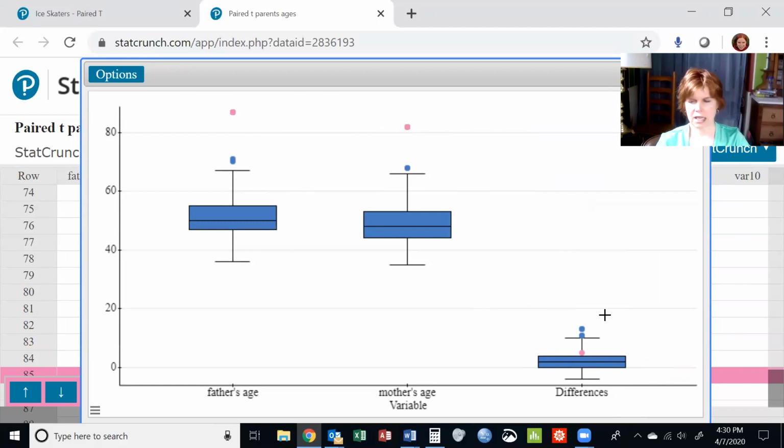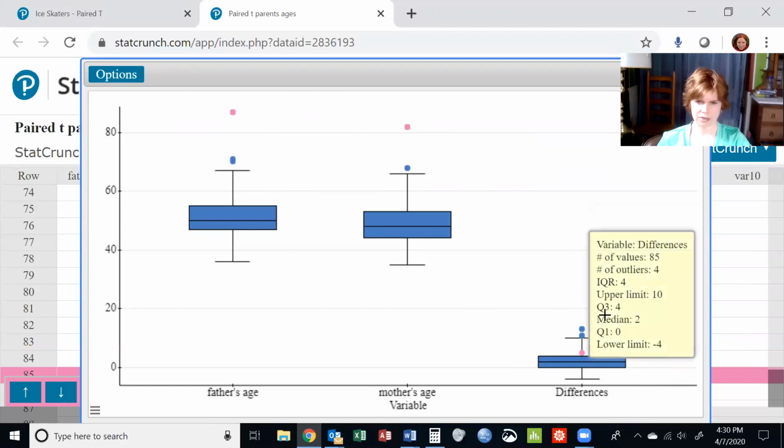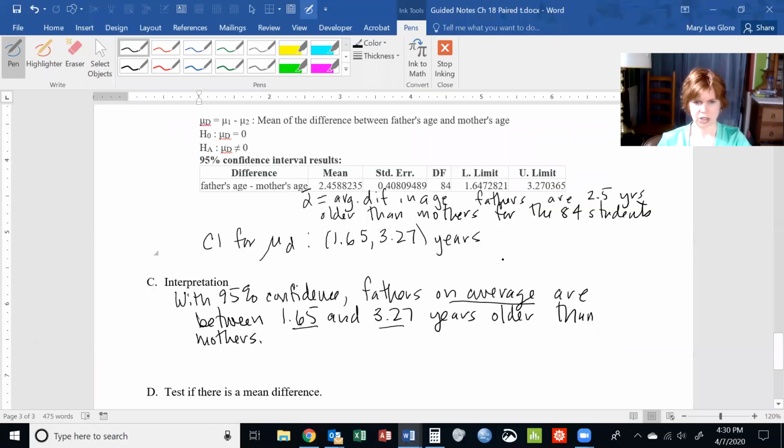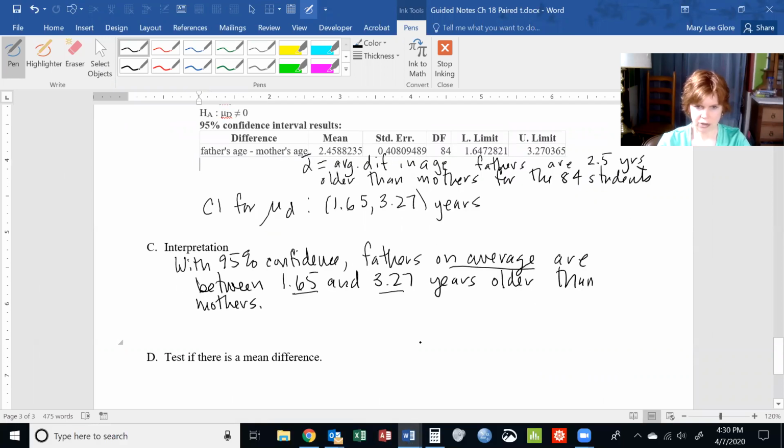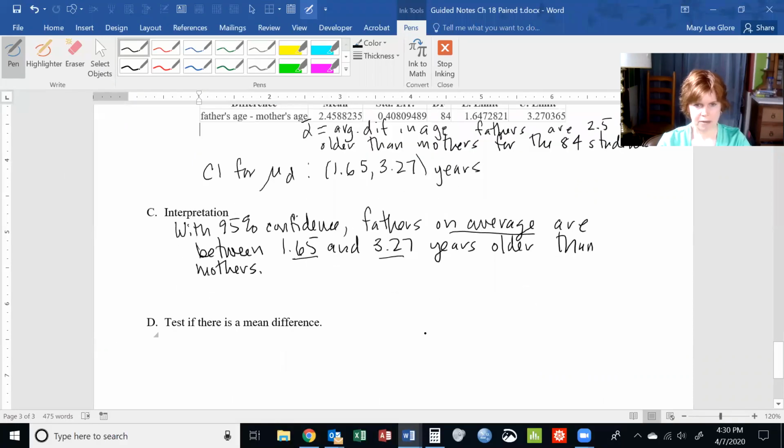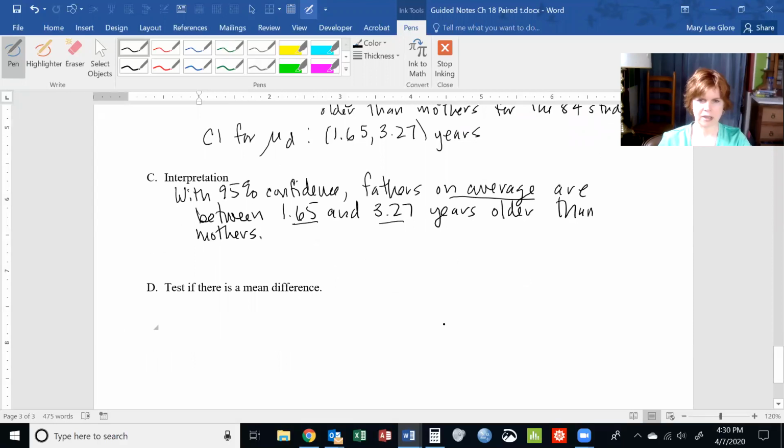So the paired t is all about these differences. We kind of ignore the actual values of the ages, right? So it's clear here that 1.65 and 3.27 have nothing to do with the actual ages of the fathers or the ages of the mothers. There's no father or mother near 2 or 3 years old. So you've got to remember that when you're looking at other things.